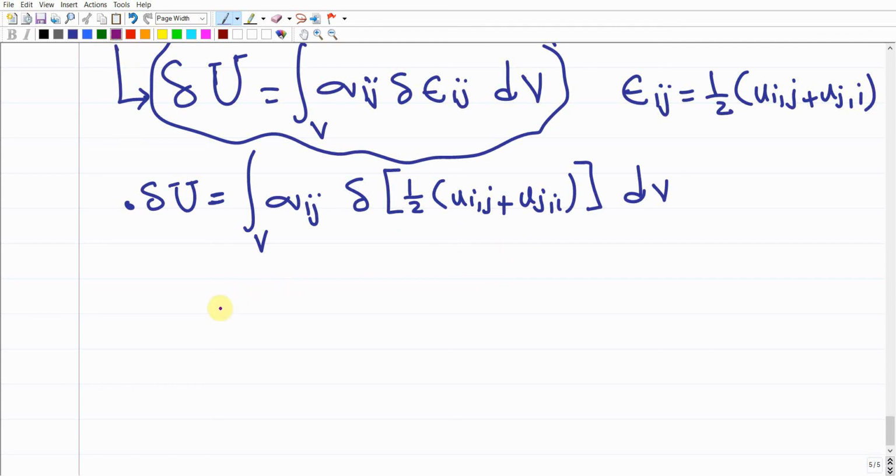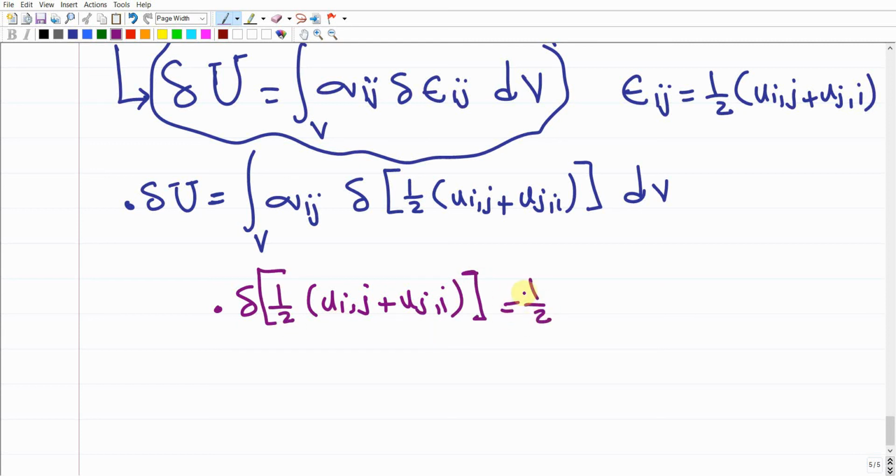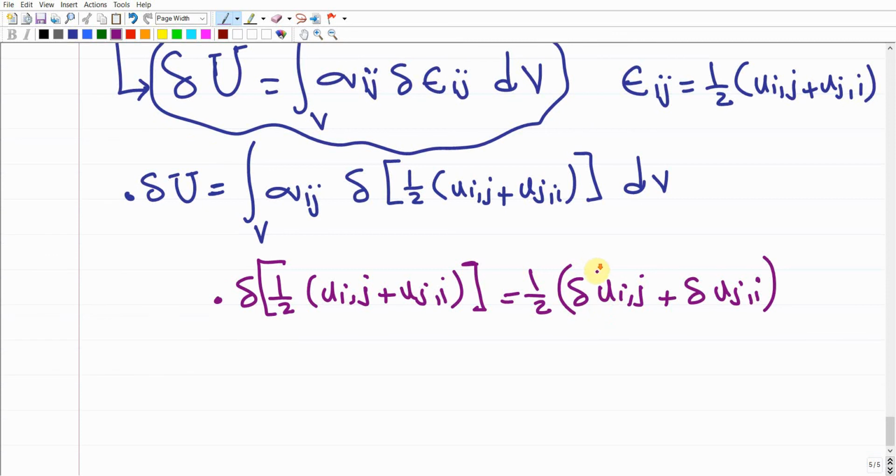So how about this first variation? Let us just work here on the side for delta of 1 over 2 (u_i,j plus u_j,i). We can simply have the 1 over 2 as a common factor outside, then we're going to apply the first variation over these terms. This is going to give us the first variation of u_i,j plus the variation of u_j,i. Something that you should understand about the first variation of the displacement: we are finding it for the displacement, but it is not the displacement gradient. Something that you should understand is that we can split it.